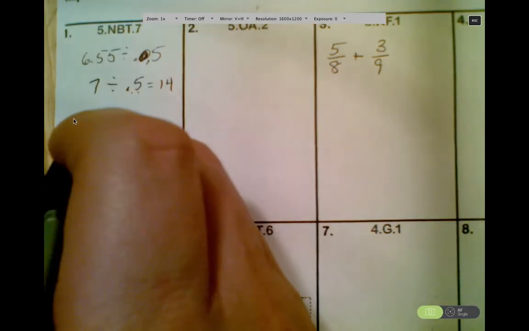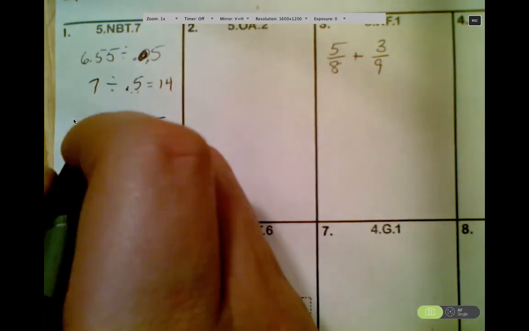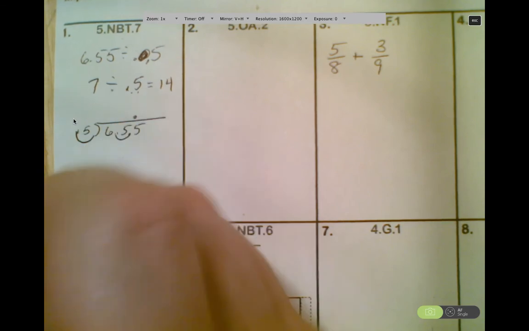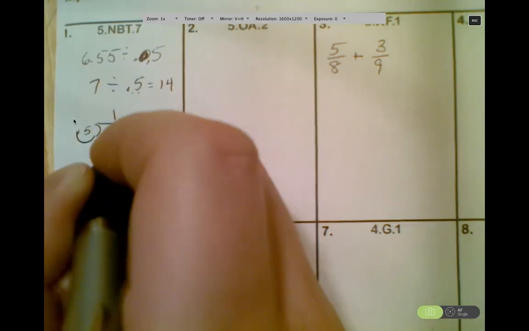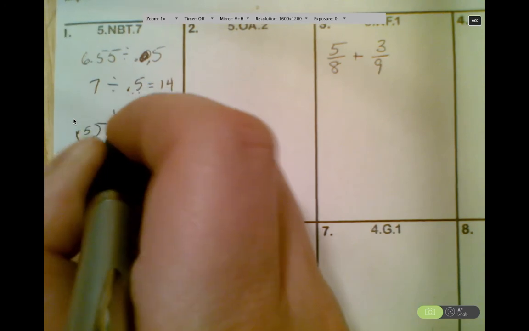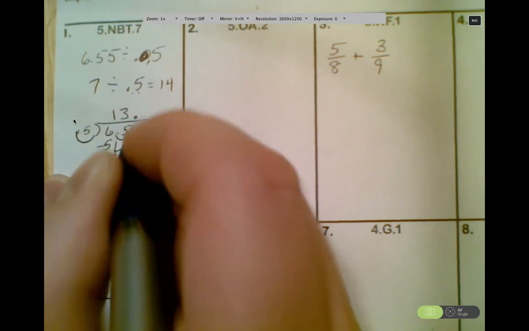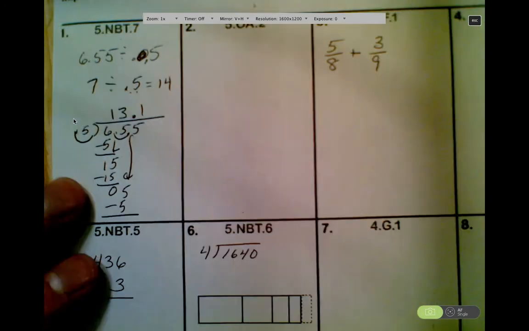And if I divide this out, I move my decimal point over once, move it over once in my dividend, goes straight up. 5 goes into 6 one time, subtract, bring down. 5 goes into 15 three times, subtract, bring down. 5 goes into 5 once. And my answer is 13 and 1/10.